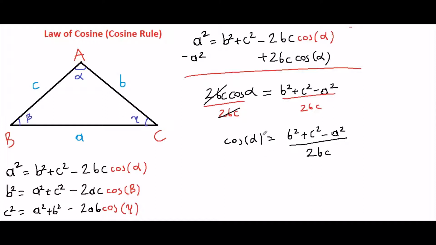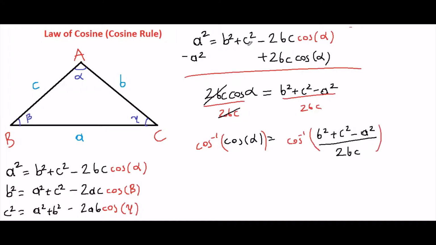Because we are looking for alpha, we need to take arc cosine on both sides, because inverse trigonometric function can release this alpha. So we are going to take arc cosine on both sides. So alpha will be free here, then angle alpha will be equal to arc cosine of B squared plus C squared minus A squared over 2 times BC.